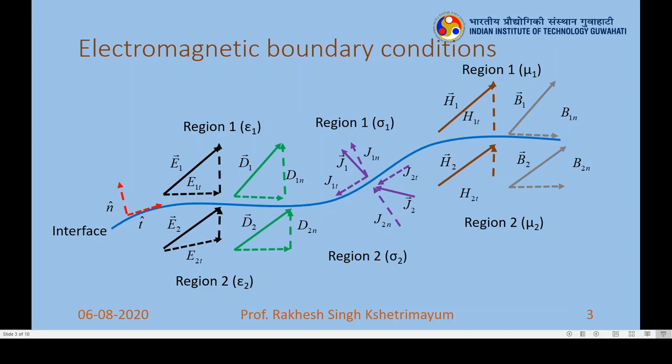Now for the magnetic boundary conditions, we will consider two regions. Region 1 will have mu1 and region 2 will have mu2. These are two magnetic media, and we will find a relation between H1T and H2T, and we will also find a relation between B1N and B2N.